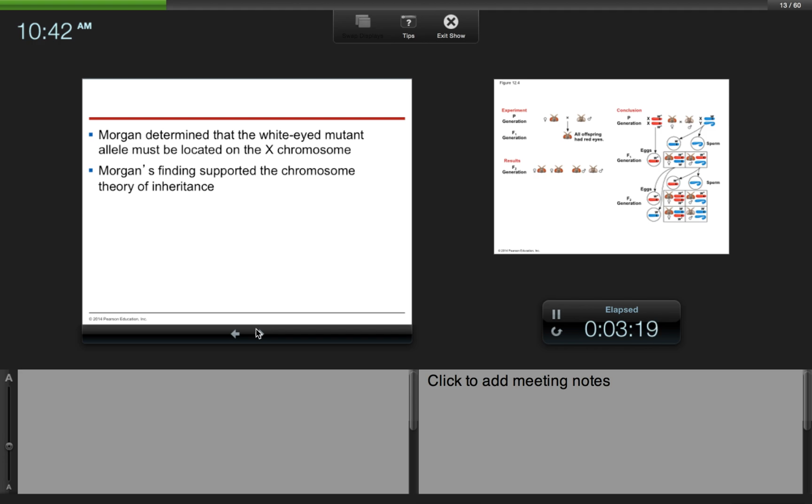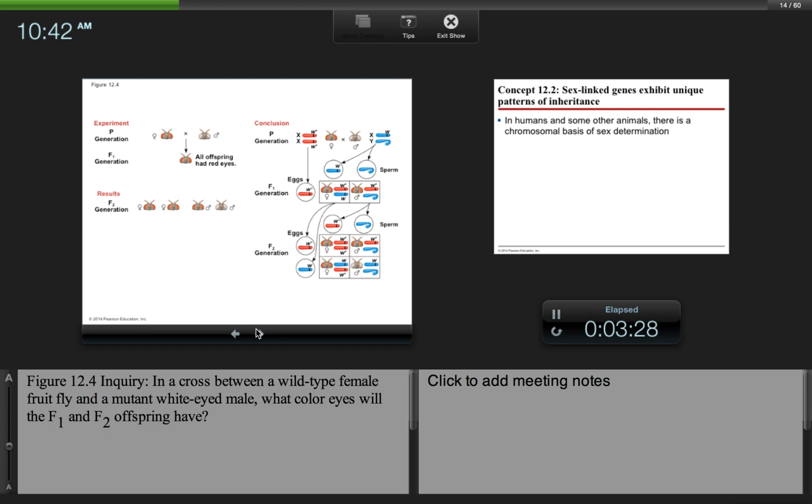Morgan determined that the white-eyed mutant allele must be located on the X chromosome. Morgan's findings supported the chromosomal theory of inheritance. Okay, so in a cross between a wild-type female fruit fly and a mutant white-eyed male, what color eyes will the F1 and the F2 offspring have? So here, the F1 offspring, these are the ones that they all had red eyes. And then for the F2 generation, this is just showing that the females had red eyes and one of the males had a red eye, versus the white eyes were only found in males. So 3-to-1 ratio. But sex was a factor in this.